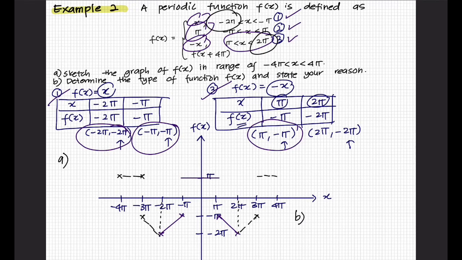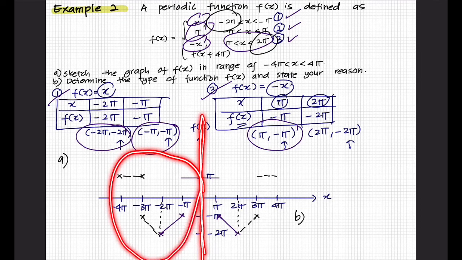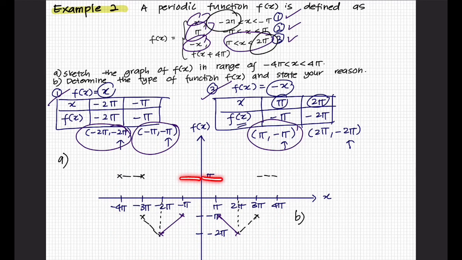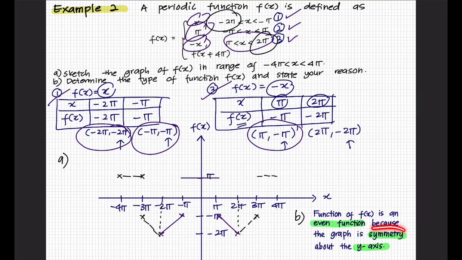Okay, for question B, determine the type of function of f(x) and state the reason. From your graph, you can see that the function is even because when we put a mirror here, you can get the reflection of the image here like this. This one we get here. The reflection here, here, here. So the function is even. You must put the reason why the graph is even.